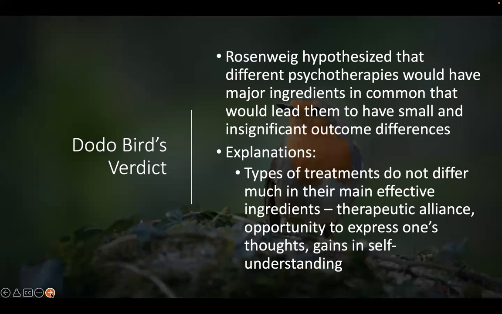Okay, so there was a theorist who hypothesized that different psychotherapies would have major ingredients in common that would lead them to have small and insignificant outcome differences. This was a hypothesis, I think it was 1943, when Rosenzweig hypothesized this, and they were right. So ultimately, the types of treatments do not differ much in their main effective ingredients, but the therapeutic alliance, the opportunity to express one's thoughts, and gains in self-understanding were all identified by clients as important things.